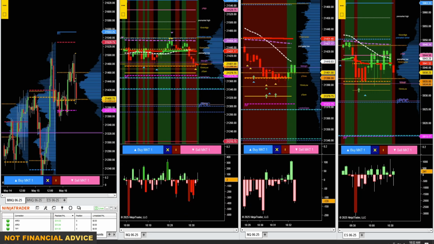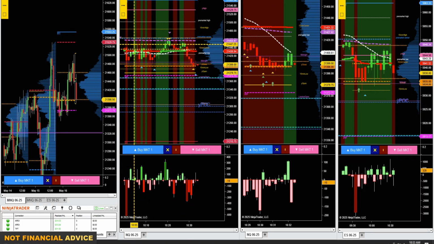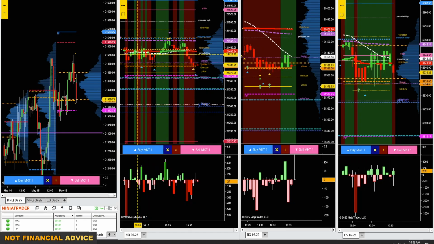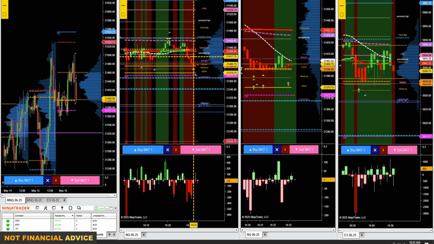I didn't actually take that many trades today. I had a 10-point winner to start off, and then I got kind of chopped up in this area here, just going back and forth. Gave back all my profits, and then I was able to catch one more trade here right at the end of my 1-hour trading session.